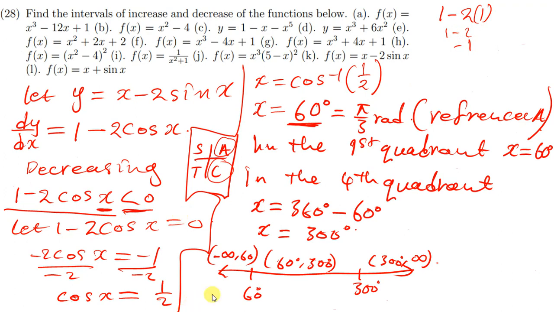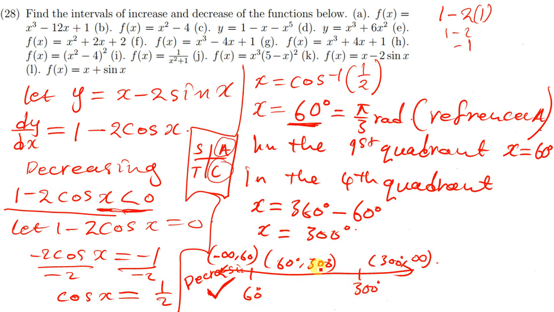The answer is yes. So meaning in this interval, the function is decreasing because the function in this interval is less than 0. And so this interval is for the decreasing part. Let's try to check this interval in between. So we can also get 90 degrees because we know that 90 is between 60 and 300.